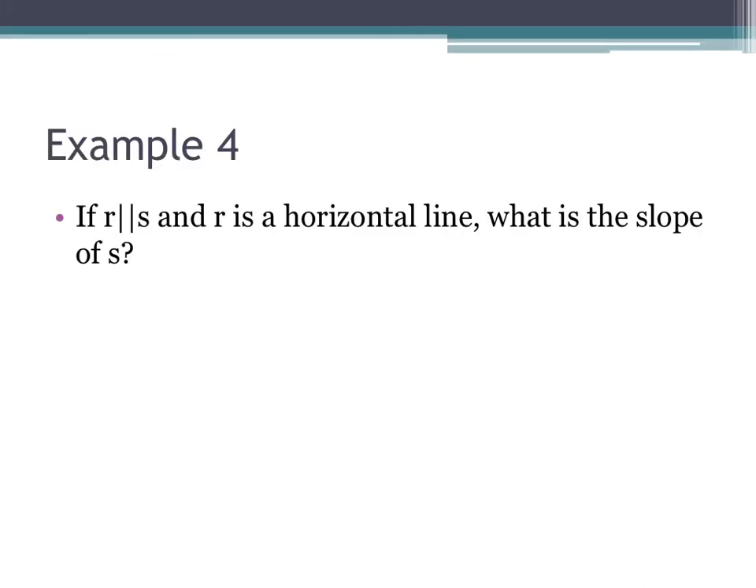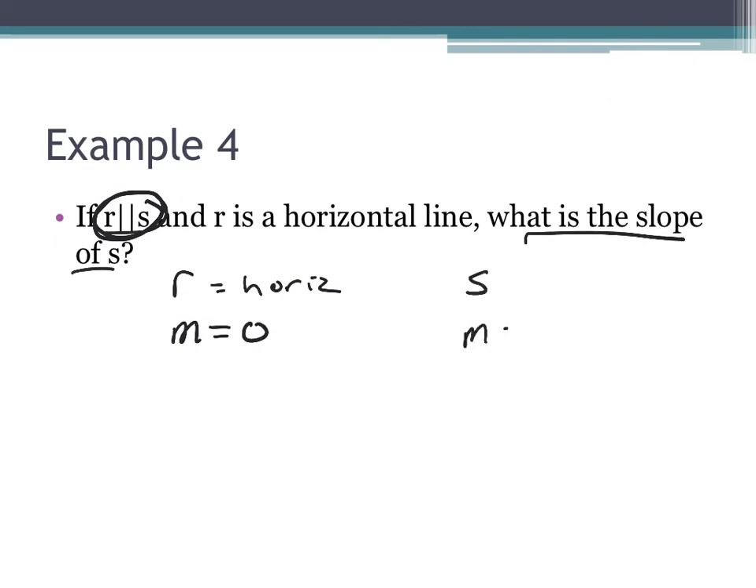Okay. If R is parallel to S and R is a horizontal line, let's talk about R. If R is a horizontal line, what is its slope? 0. Its slope is 0. So R and S are parallel. So what is true about their slopes? They're the same. So what is the slope of S? 0. Okay, so its slope is also 0. So most of these are pretty quick. And I think our next one will probably take 1 minute. We're just going to get it really quick here.